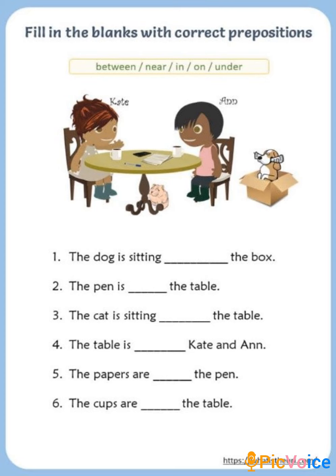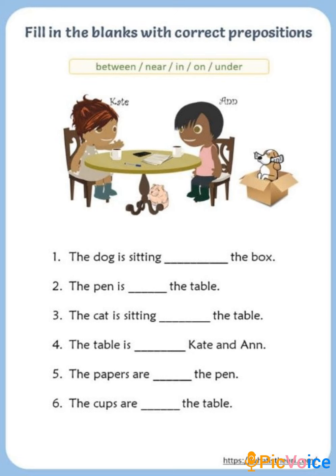Okay, let's move on. The next one is the cat is sitting dash the table. Where is the cat? The cat is sitting under the table. So you will put the cat is sitting under the table. So you will use the preposition under.